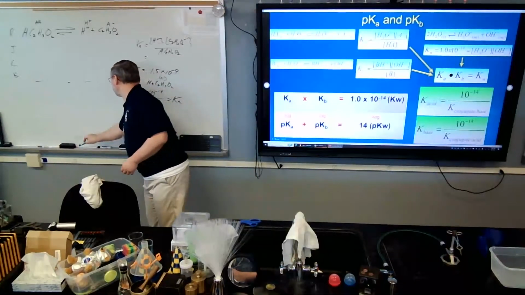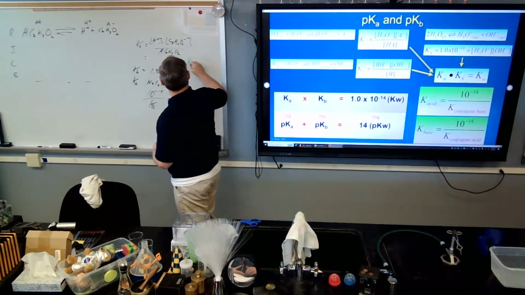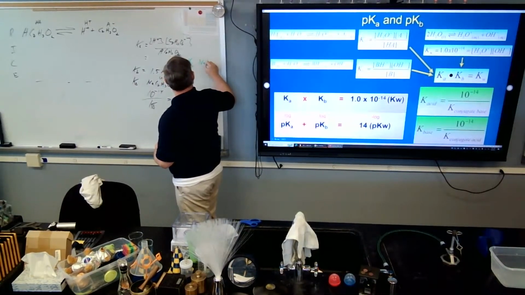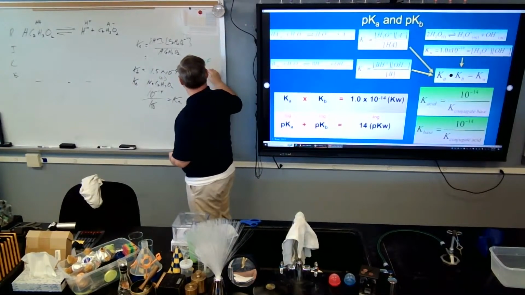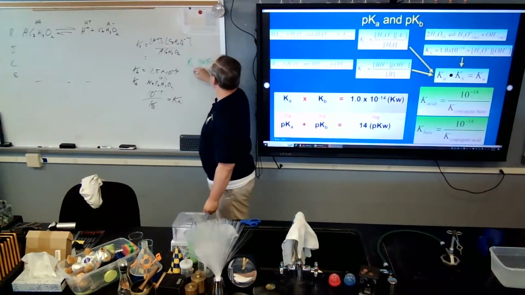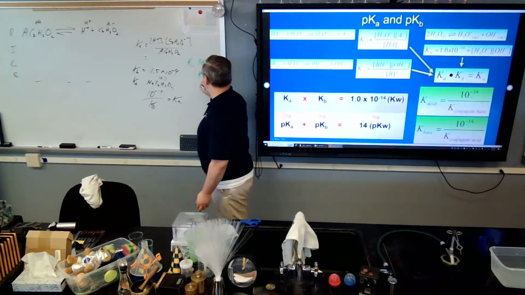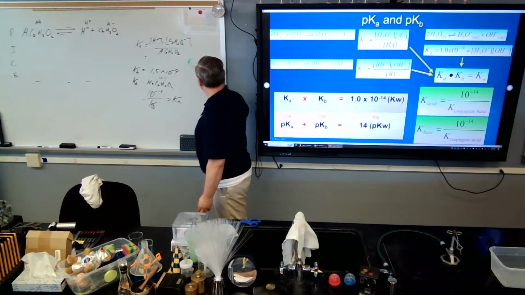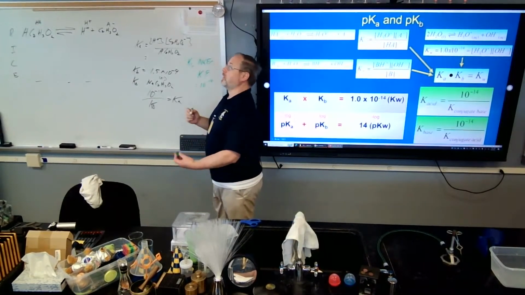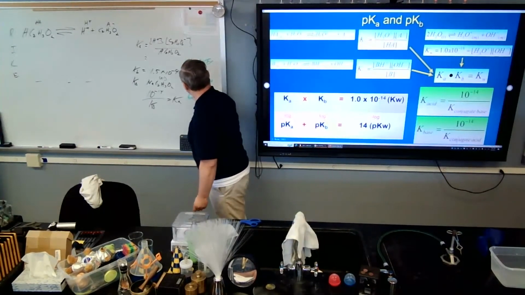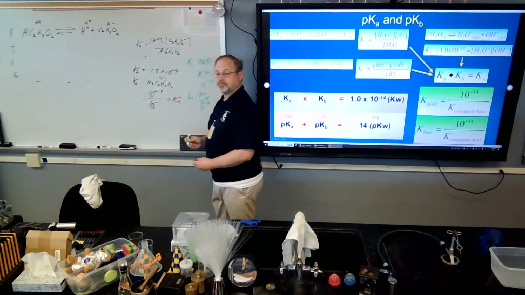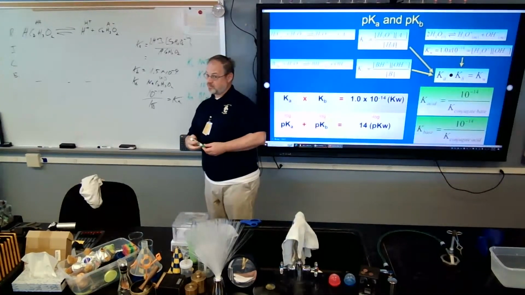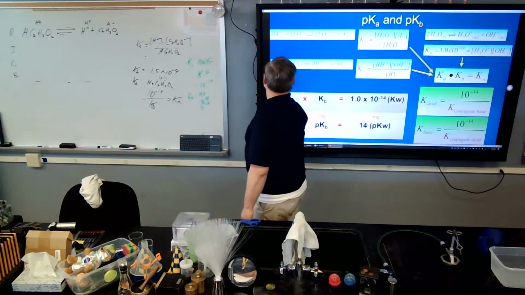Maybe they'll say the Kb of NaF. Maybe they won't even use Na. Maybe they'll say something like KF. The Kb of KF is some ridiculously small value, 10 to the negative 10. So, oh, that means that the Ka of HF is 10 to the negative 14 over 10 to the negative 10. Capiche? Okay. All right, so there's that.